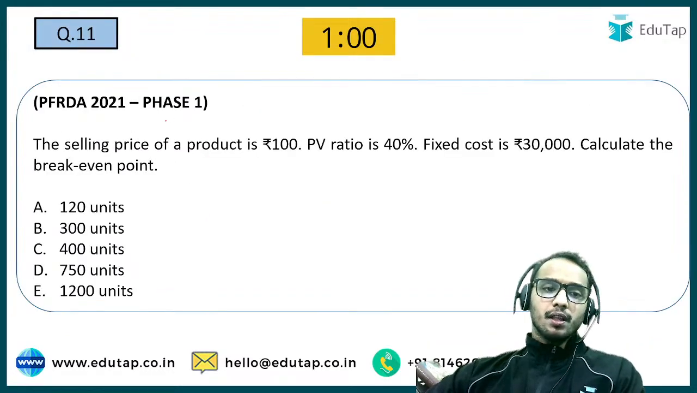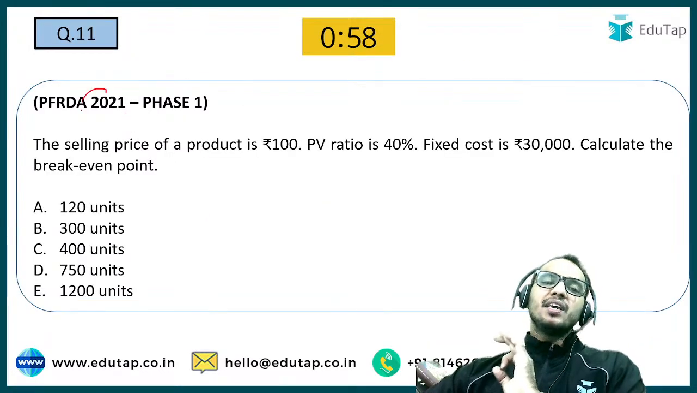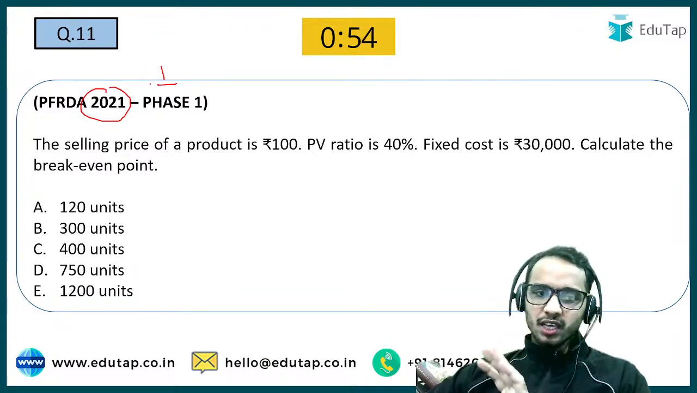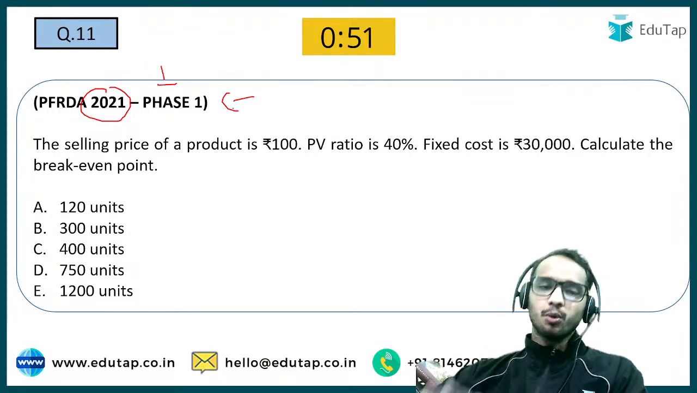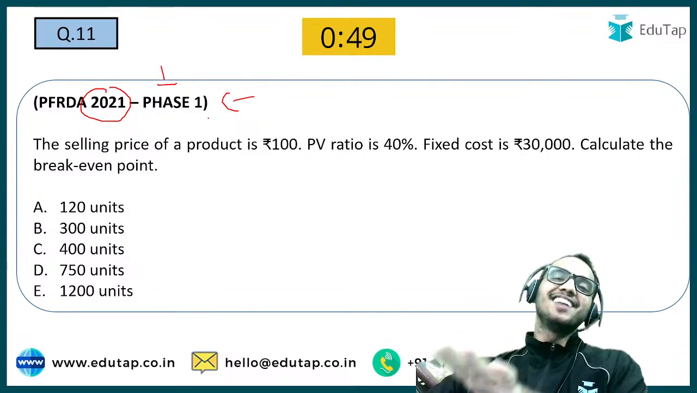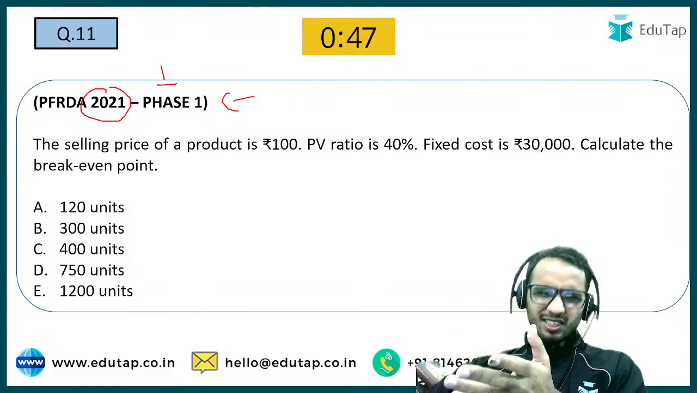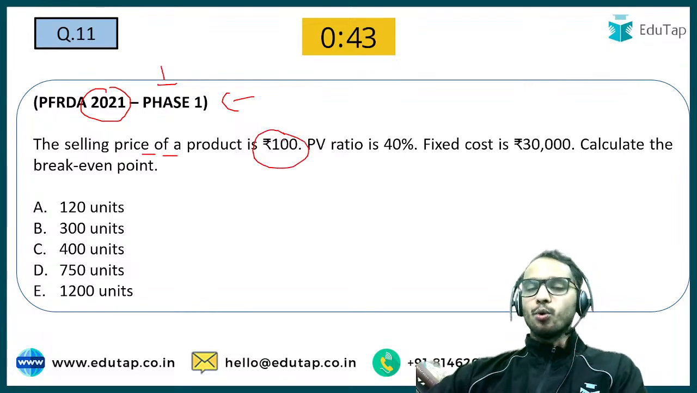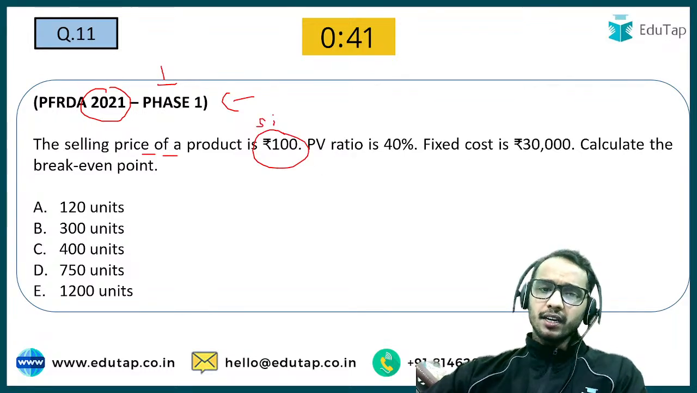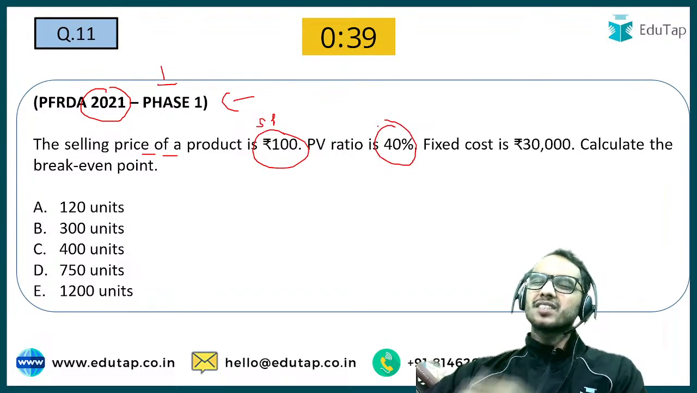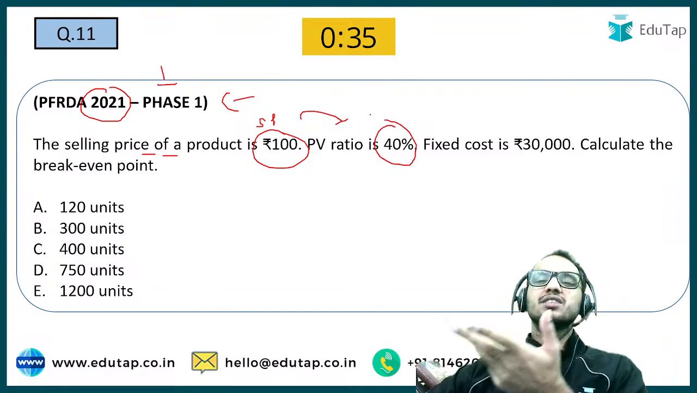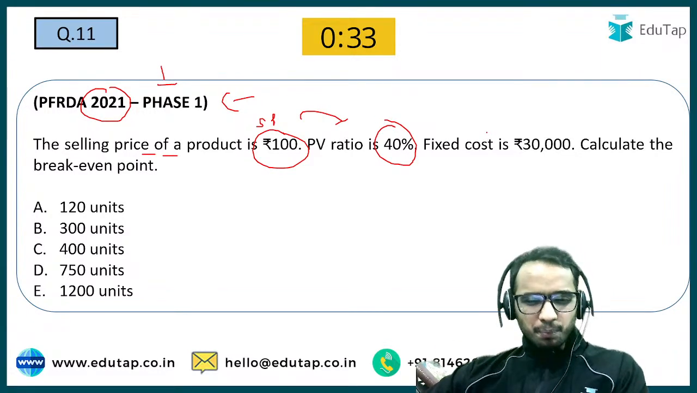Kaizen. Now this has been asked in PFRDA 2021 phase 1. PFRDA and SEBI syllabus is almost the same, so I have also included the PFRDA questions. Again a numerical, but I think this looks very easy. The selling price of the product is 100. So I'll write here SP. PV ratio is 40%, so you can calculate the contribution directly from here. Contribution is 40 rupees per unit.